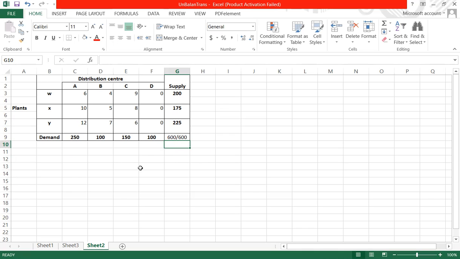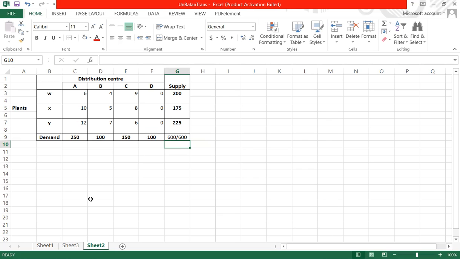First method is northwest corner rule. Second method is least cost cell method. And the third is Vogel's approximation method. So in case demand is less than supply or supply is less than demand, we have to introduce a dummy source or a dummy destination and make the demand and supply equal. And after making the demand and supply equal, we will apply the normal methods.